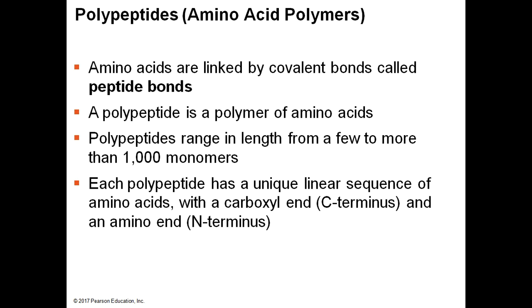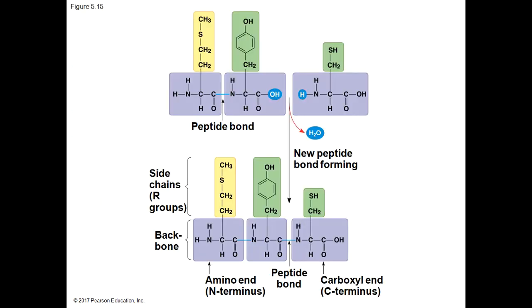Amino acids are linked by covalent bonds called peptide bonds. So a polypeptide is a polymer of amino acids. Polypeptides range in length from a few to more than 1,000 monomers, and each polypeptide has a unique linear sequence of amino acids. It has a carboxyl end, which is where the carboxyl unit is, and that's called your C terminus, and the amine end, or the amino end, is where the amine group is, because amine is predominantly nitrogen and hydrogen. It's called the N terminus for N nitrogen.